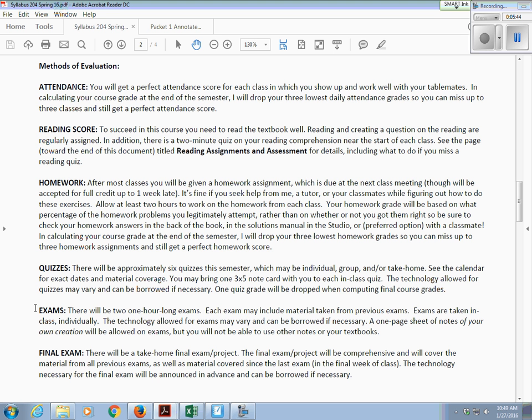Reading score is based on reading and creating a question for a quiz and then taking the quiz. Basically, for every class I'll assign you a section of the textbook to read. You read it, preferably take notes on it, and write one really easy to answer question based on the reading. It can just be about vocabulary or a simple concept.